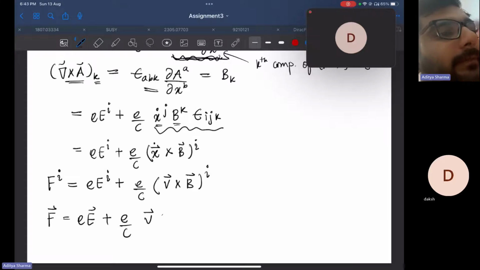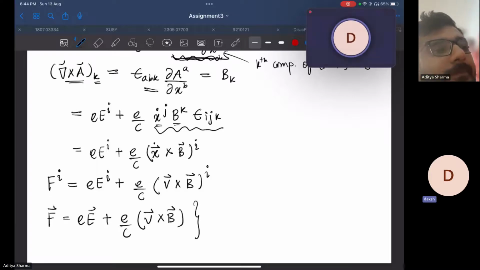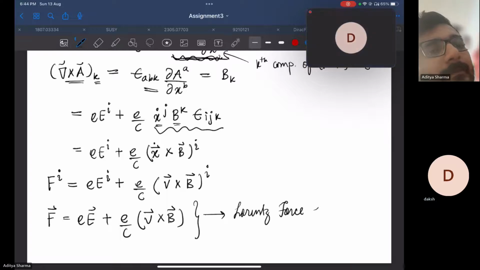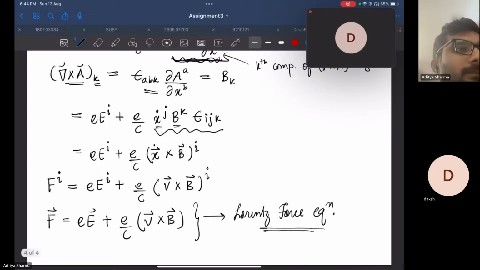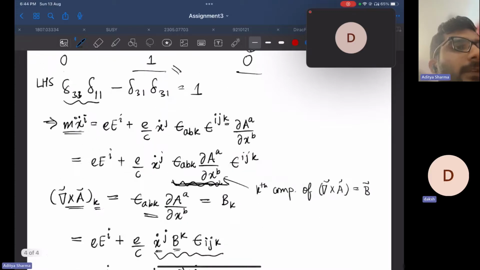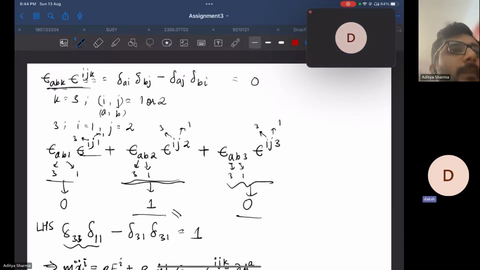Now what is this equation? Do you know what this equation is, Daksh? The electrostatic force. Yeah, your Lorentz force equation. Okay. So you're fine with this, right? Any questions, any doubts? No, it's fine. Okay, great.